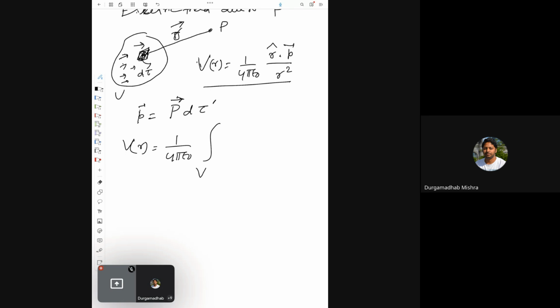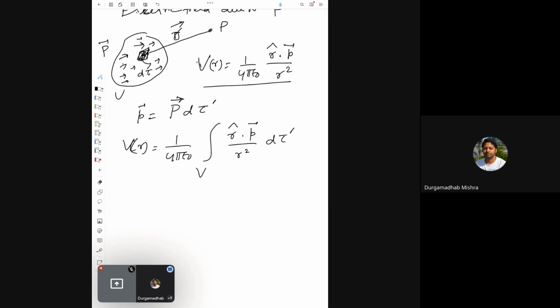So which give rise to the polarization P. So when I add up all these dipole moments per unit volume, I will get the polarization. So that means if I want to find out the potential, I have to integrate over the total volume, which is over d tau prime.